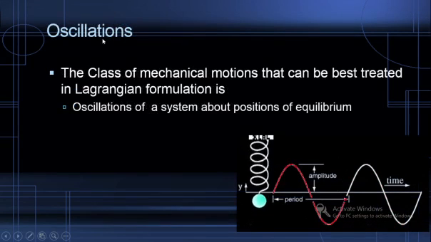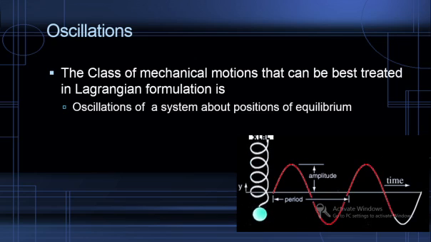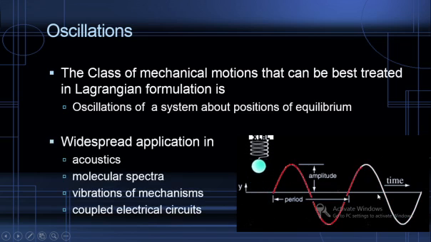Oscillations are the simplest system to apply the Lagrangian formulation. An oscillation of a spring, on giving a compression or an expansion, will produce a bound motion. It will be moving up and down, and corresponding to that you get an amplitude variation like this. It finds widespread application in acoustics, molecular spectra, vibrations of mechanisms and coupled electrical circuits.